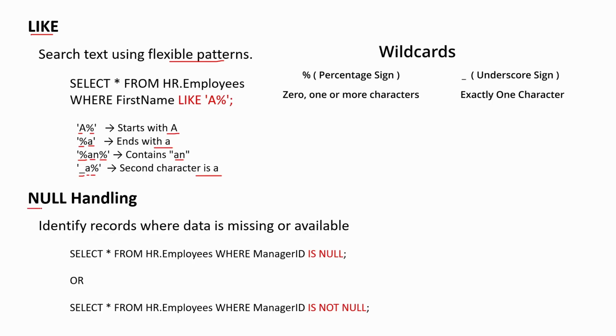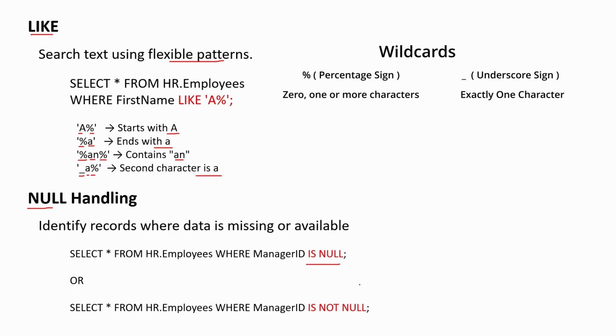Now let's talk about the NULL. NULL represents the data which is missing or not available in SQL. For example, if an employee doesn't have a manager assigned, their manager ID might be NULL. To find those records, we will simply use IS NULL.